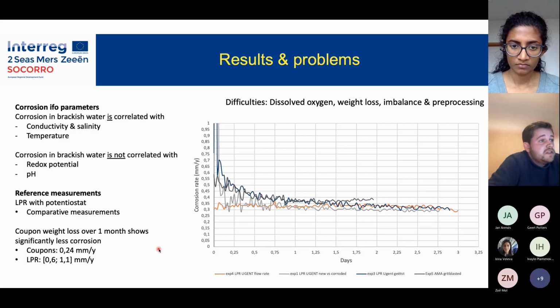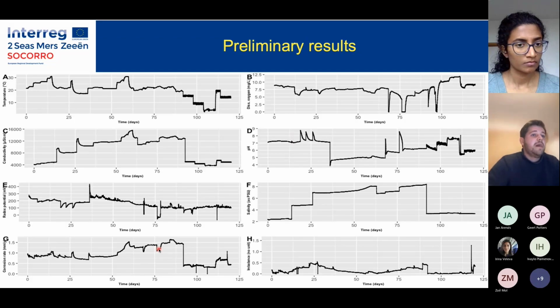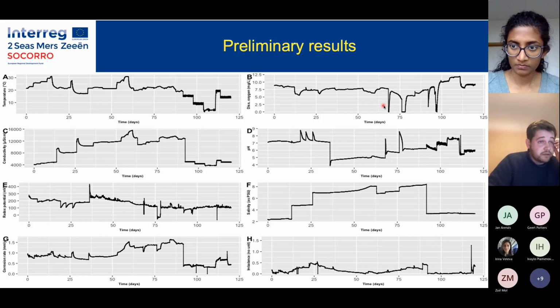Some difficulties encountered in this experiment was the removal of the dissolved oxygen. I used sodium hydroxide for that, but it does influence the pH, and it's quite difficult, as you can see in the previous graphs, to keep it at a low dissolved oxygen level over longer periods, because it reacts very quickly, and overnight all of the dissolved oxygen would re-enter the basin, and your sodium hydroxide would be consumed.